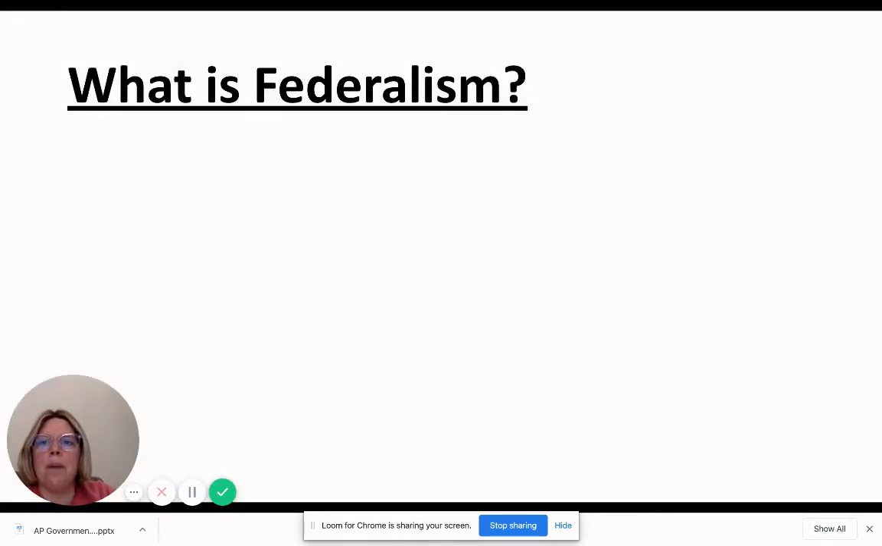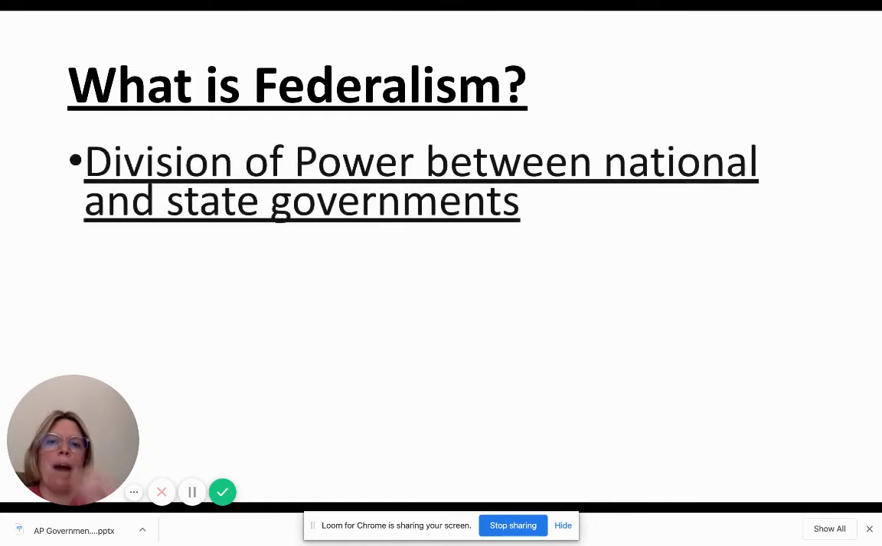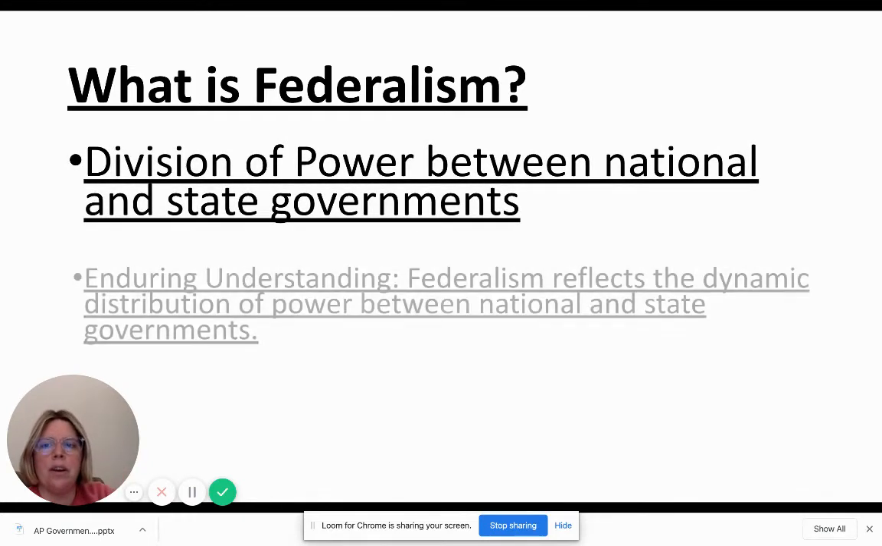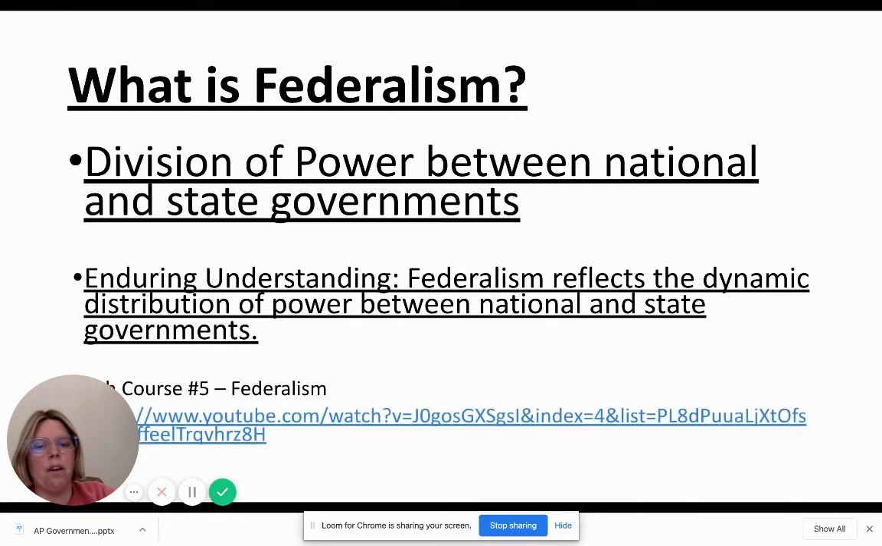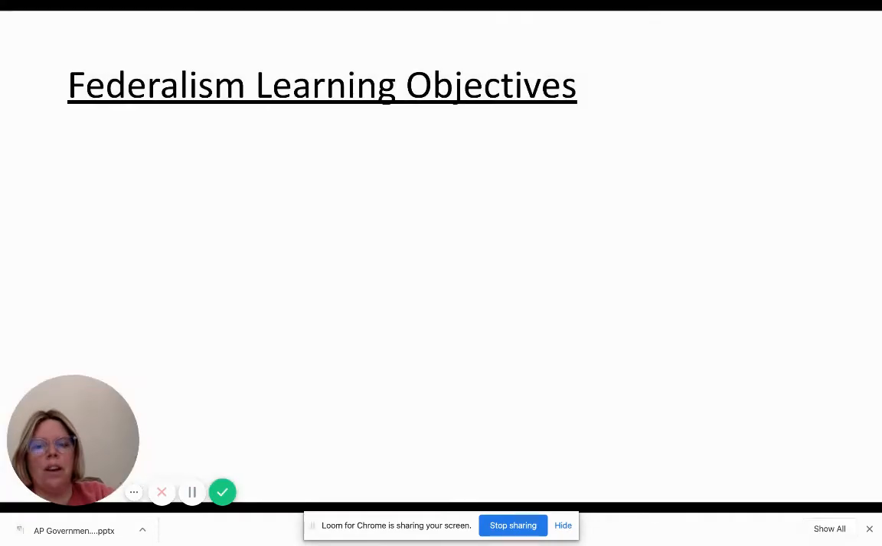Okay, we're almost done. What is federalism? It's the division of power between national and state governments. Key idea. You need to know it. The enduring understanding is that it reflects the dynamic distribution of power between national and state governments. So it's a distribution, not a separation. I'm very careful. It's a distribution of power between the states and the federal government. Great crash course you can check out on there.